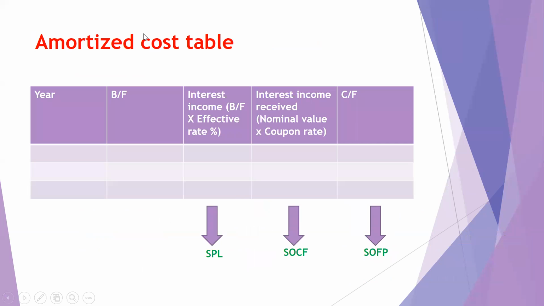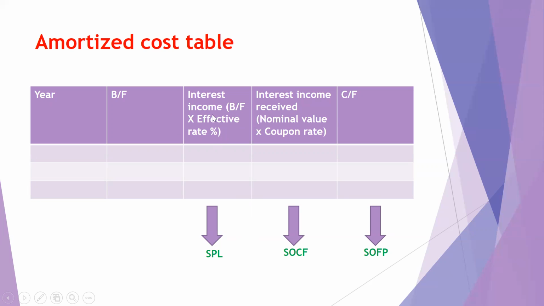This is the format of the amortized cost table. Do remember this format, very, very important. First, we have balance brought forward. Interest income is balance brought forward into effective rate of interest. Then we have interest income received in cash, that is nominal value into coupon rate. Then we have carried forward: brought forward plus interest income minus interest income received will give you the carried forward answer.